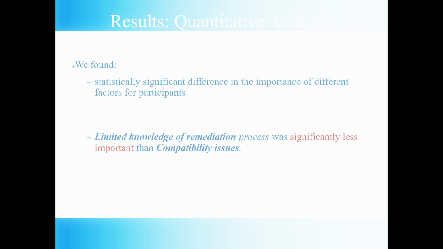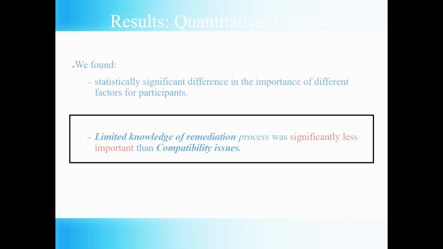Now, we did find statistically significant difference in the importance of different factors among participants. And one of the most important results is that the limited knowledge of the remediation process was significantly less important than compatibility issues, which again gives more weight to compatibility issues as being one of the most important factors. I think this is probably the most important result in this paper, which really helps understand a lot of the open questions in past research.